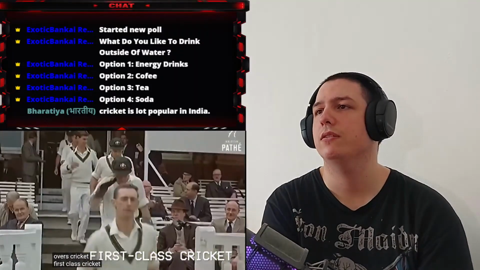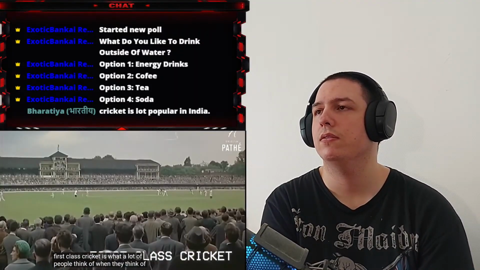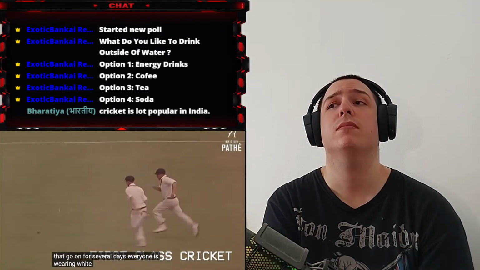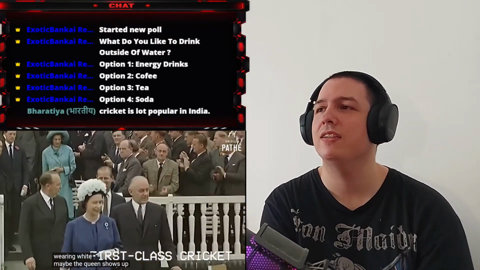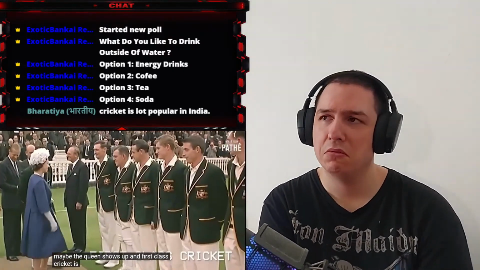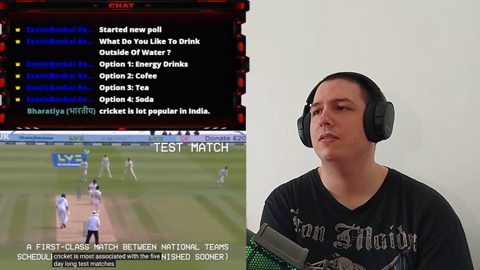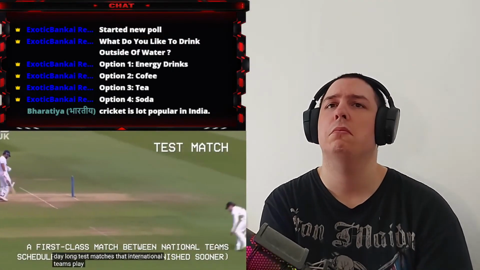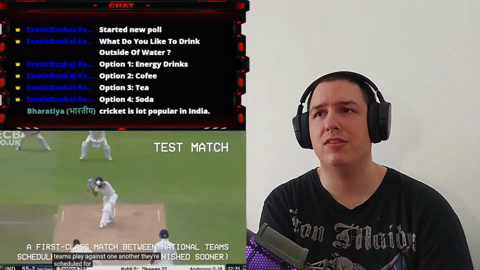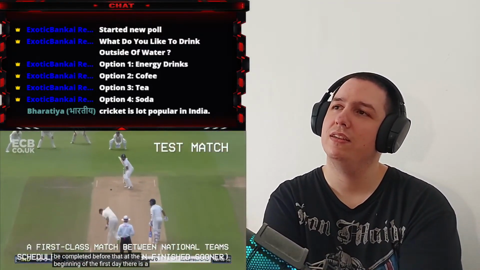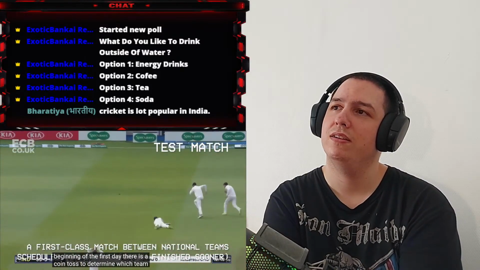First class cricket is what a lot of people think of when they think of cricket. We're talking about the games that go on for several days. Everyone is wearing white. Maybe the Queen shows up. And first class cricket is most associated with the 5-day-long test matches that international teams play against one another. They're scheduled for 5 days, but they might be completed before that. At the beginning of the first day, there is a coin toss to determine which team goes first.